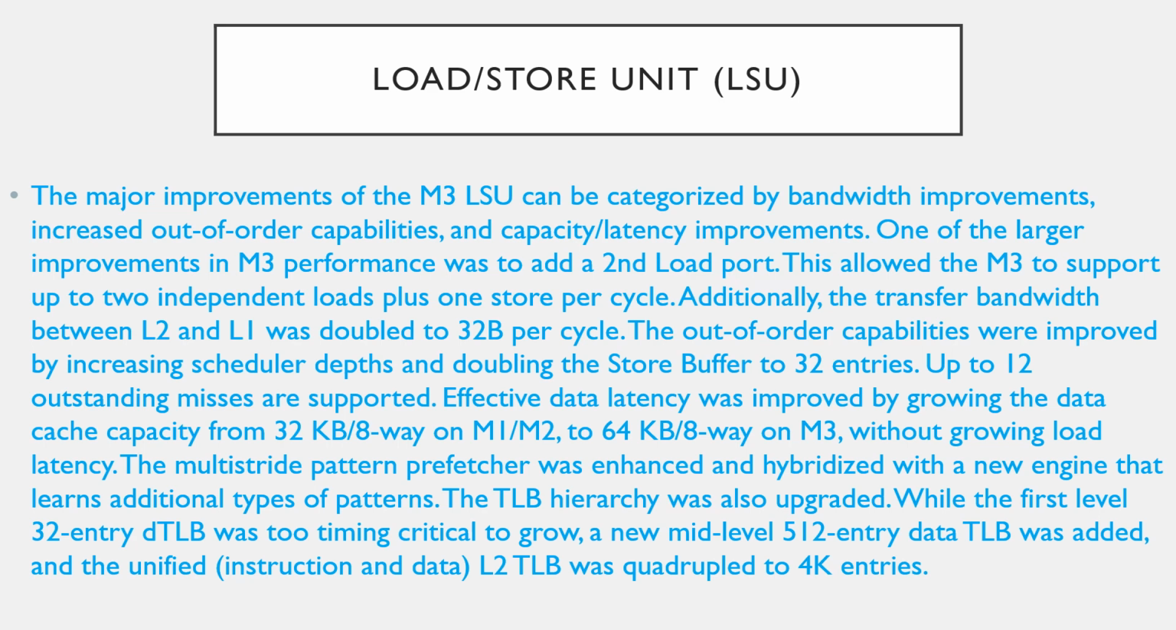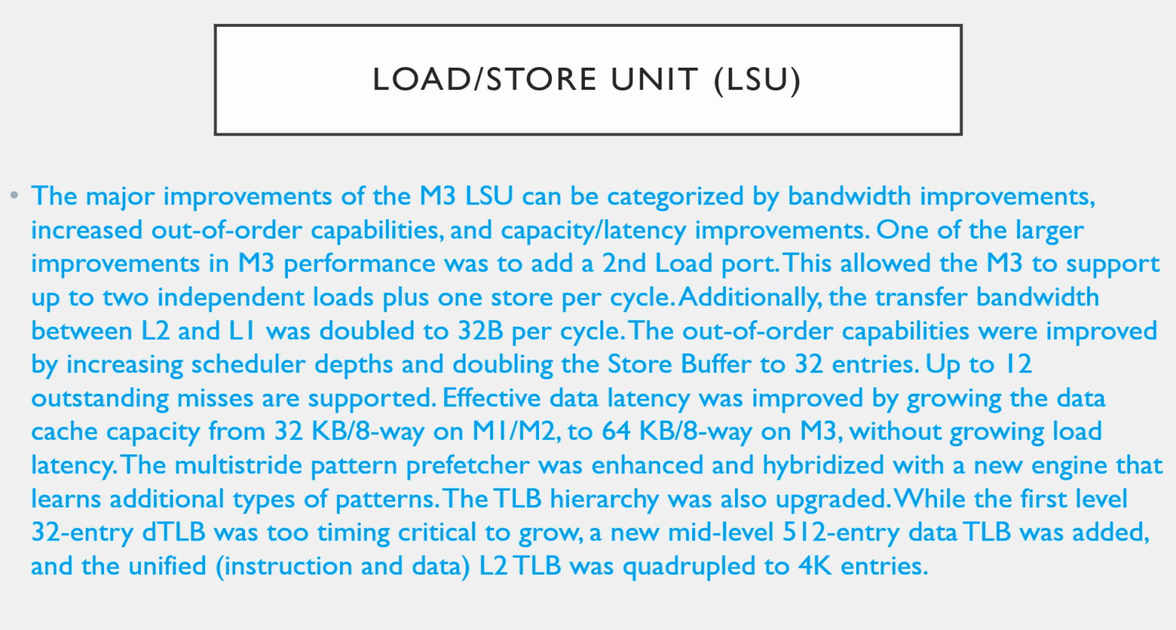The out-of-order capabilities were improved by increasing scheduler depth and doubling the store buffer to 32 entries, and up to 12 outstanding misses are supported. Effective data latency was improved by growing the data cache capacity from 32 KB 8-way on M1 and M2 to 64 KB 8-way on M3 without growing load latency. The multi-stride pattern prefetcher was enhanced and hybridized with a new engine that learns additional types of patterns.